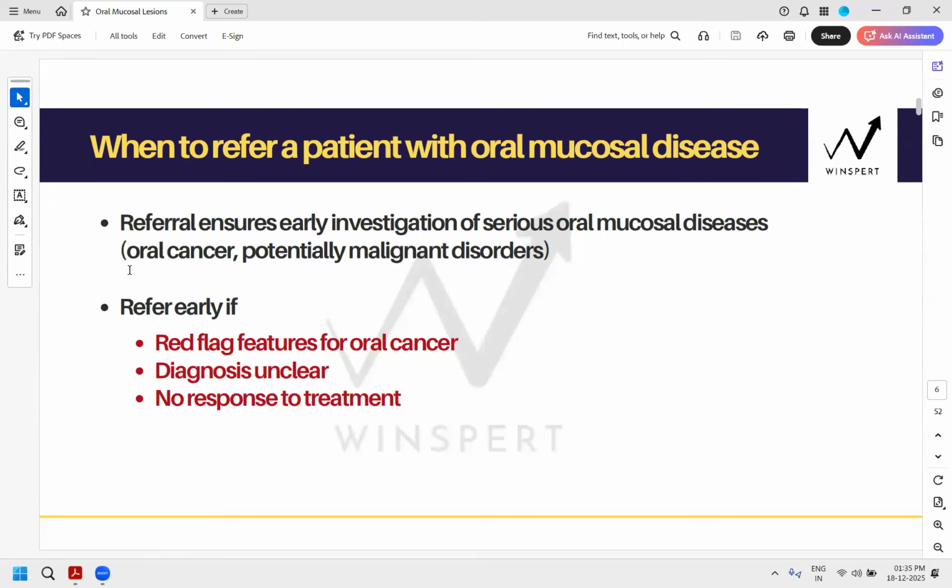Now, how would you look at a lesion and tell, oh, it's oral cancer, I should refer? Is there any clear-cut sign? No. All the red flags are basically the oral cancer signs.